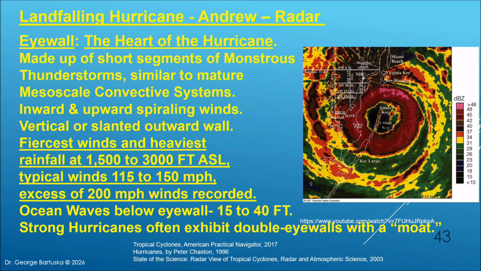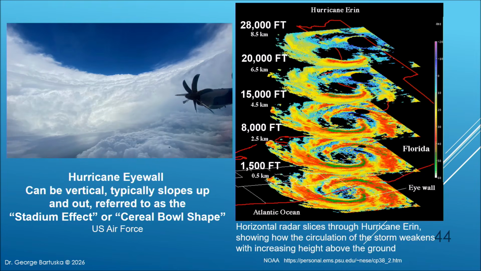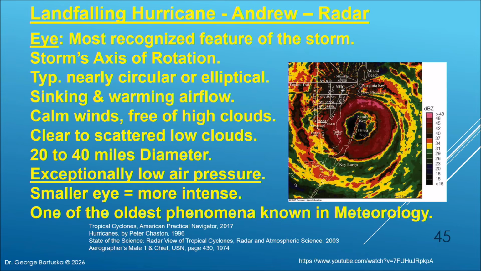Strong hurricanes exhibit double eye walls with a moat in between, and like I said, that's usually during the eye wall replacement cycle. Here we have an image on the left from Hurricane Hunter aircraft. The hurricane eye wall can be vertical, but typically slopes up and out, referred to as the stadium effect or cereal bowl shape. On the right, we have a cross-section of radar imagery going up 1,500, 8,000, 15,000. And by looking at this diagram, you can see why the hurricane hunters generally fly in between 8,000 and 10,000 feet where there's much less wind so they don't endanger the aircraft.